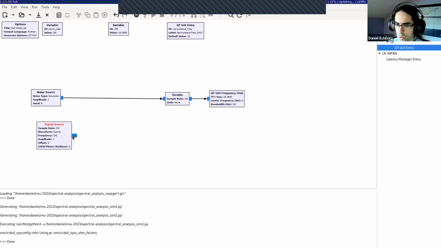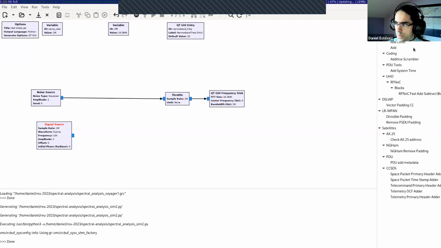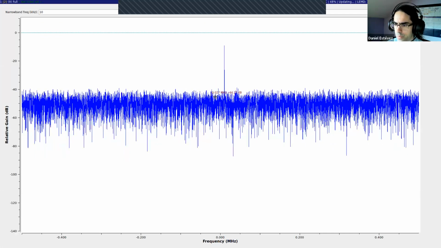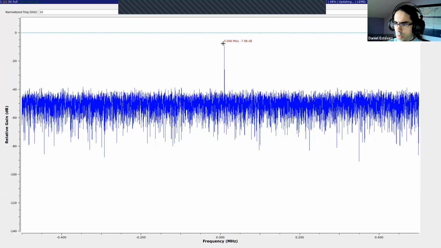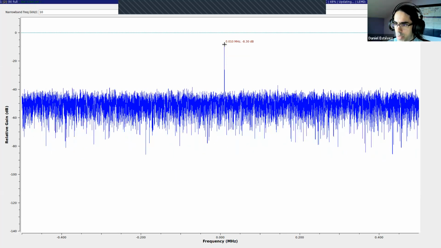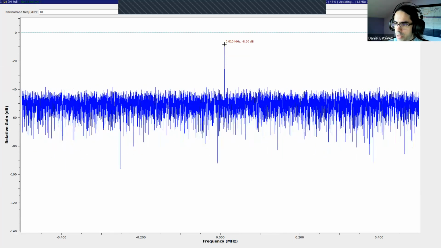The other thing I need to do is I want to add the noise signal and the narrowband signal together. And to do that, I can use add block. So there we go. Now we can see our narrowband signal, and it's here at 10 kilohertz as expected. So 0.01 megahertz is 10 kilohertz.